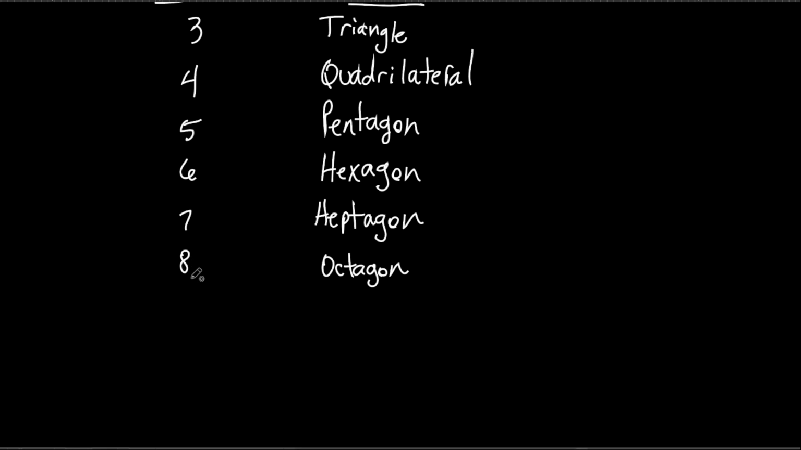So there you go. Now, 9 is a little weird. It's probably one that you're not too familiar with. They call that a nonagon. Okay? Nonagon. It's kind of weird.